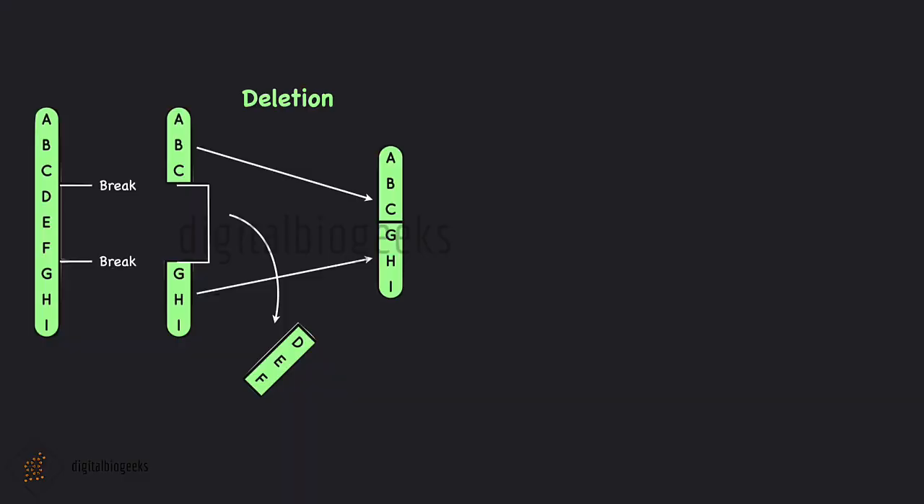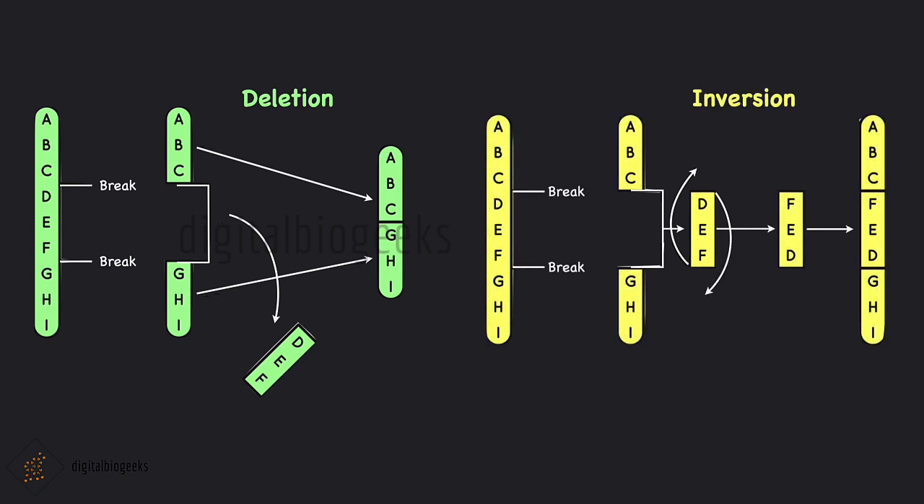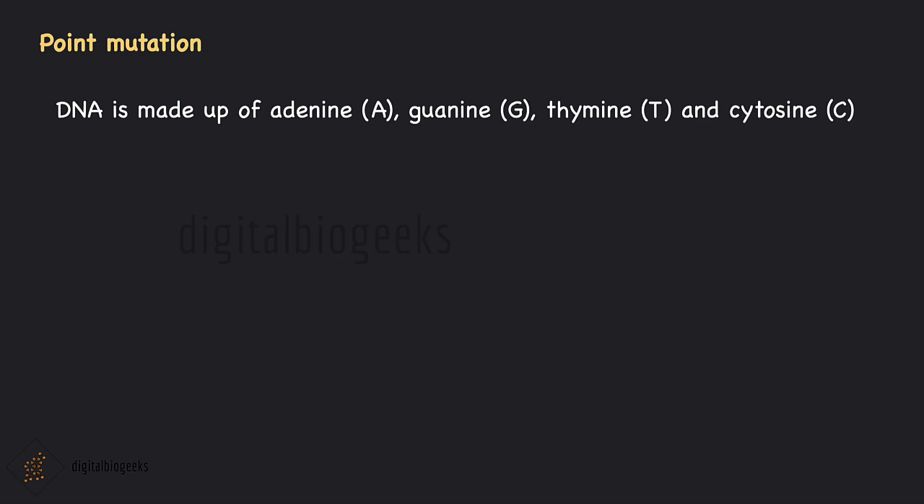Here you can see a portion of the DNA is deleted from the sequence, which is a deletion mutation. Another example of mutation is inversion, where a portion of DNA becomes inverted within the original sequence. Here you can see DEF is inverted as FED. And this is the sequence of DNA where the nucleotides are inverted. There is another mutation called point mutation. A point mutation occurs in a genome when a single base pair is added, deleted or changed.